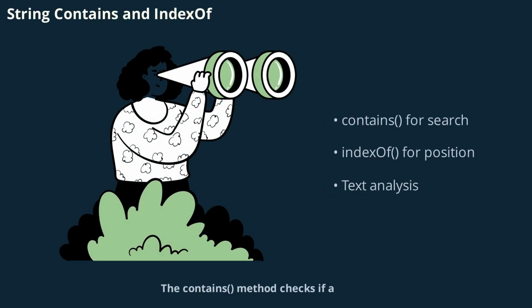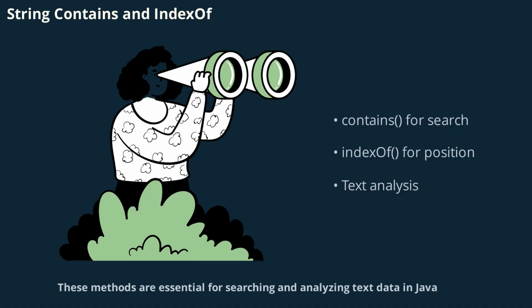The contains method checks if a string includes a specific sequence of characters, returning true or false. The indexOf method returns the position of a substring or character within the string, or -1 if not found. These methods are essential for searching and analyzing text data in Java.